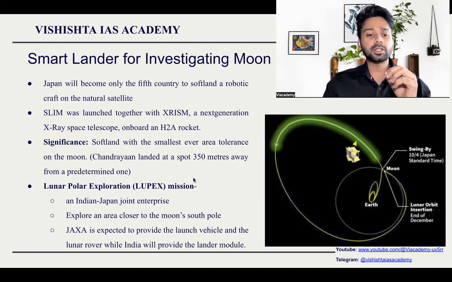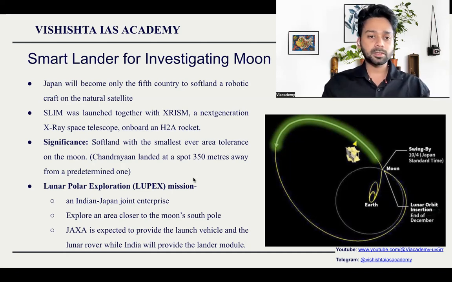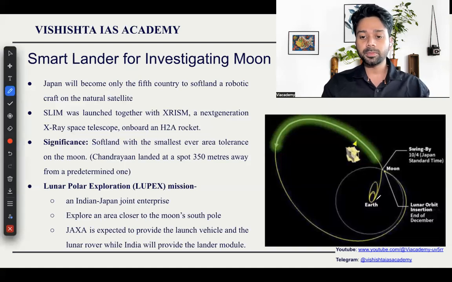When you consider the Chandrayaan mission of India, it landed at a place which was 350 meters away from the targeted position, whereas the Japanese spacecraft is landing at the exact position where they want to land. So this is the significance. So how is the mission carried out? This is how the mission is carried out.